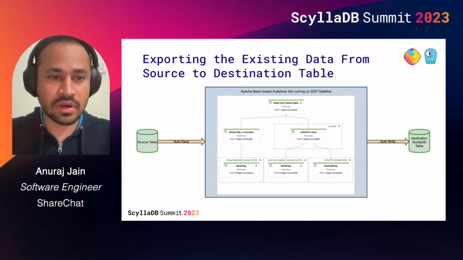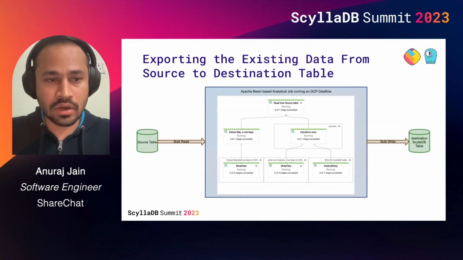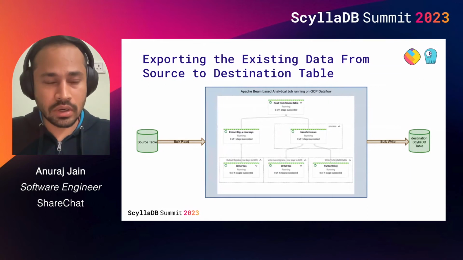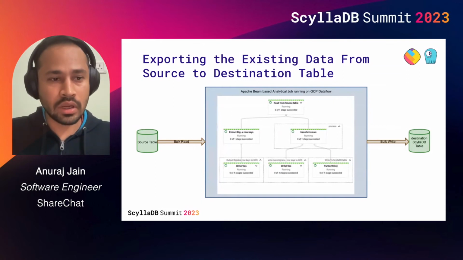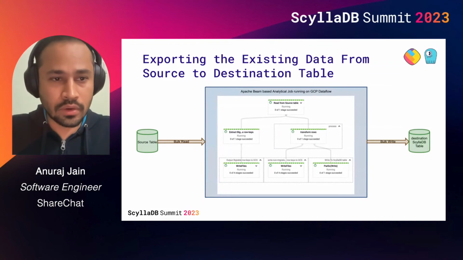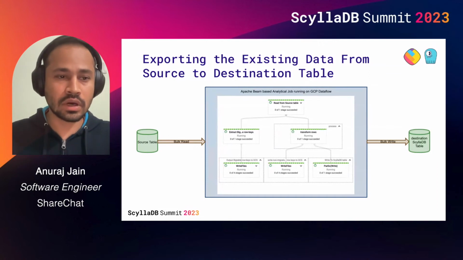So in the previous part, Chinmoy explained how we migrate the live data, the live traffic that is coming on the application, to both the source and the ScyllaDB. And now I'll be explaining how we migrate the existing data which is there in the source DB already into the ScyllaDB cluster. So actually we had a lot of options for migrating the existing data to ScyllaDB. Either we would have written a custom GoLang or NodeJS based job which reads the entire row set from the source DB and then keeps on writing those to ScyllaDB.